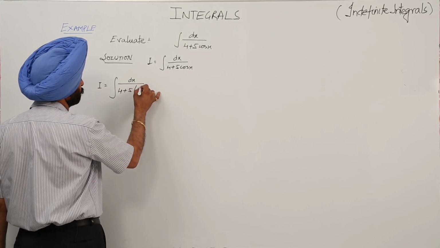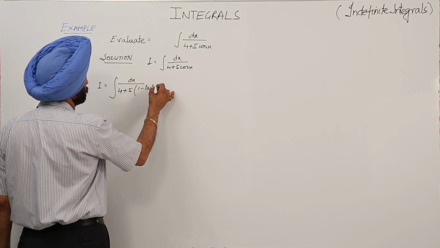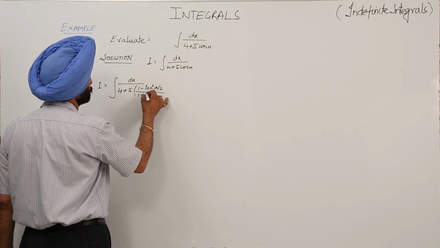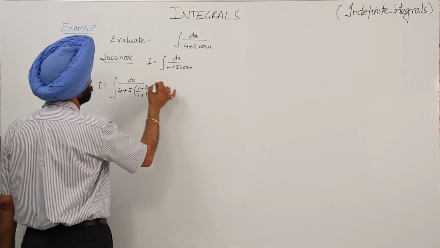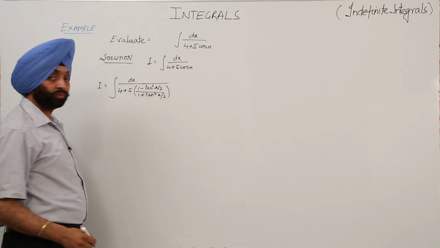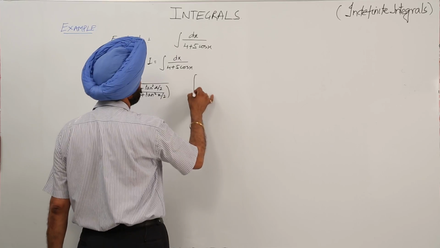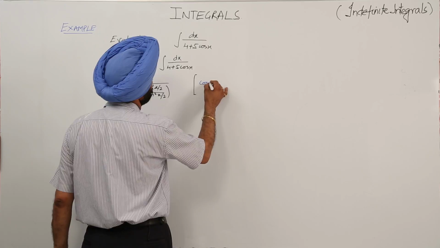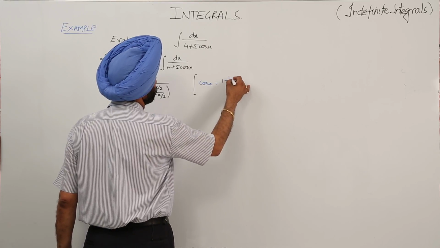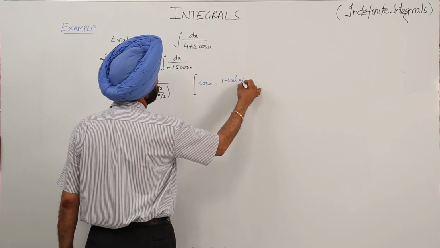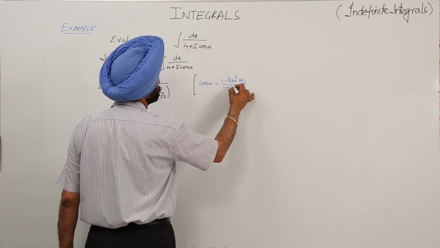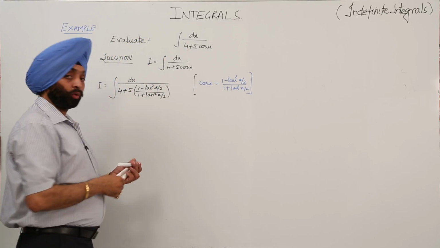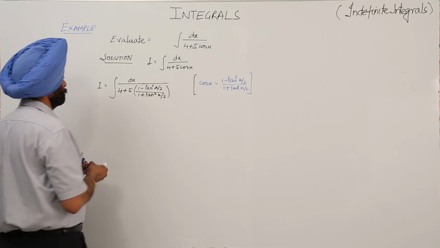Now cos x is replaced with 1 minus tan square x by 2 upon 1 plus tan square x by 2. First part, you can write it: cos x is equal to 1 minus tan square x by 2 upon 1 plus tan square x by 2. Now the first step was to simplify this.